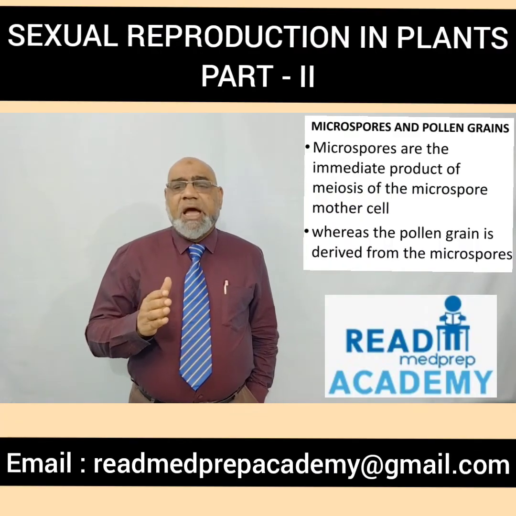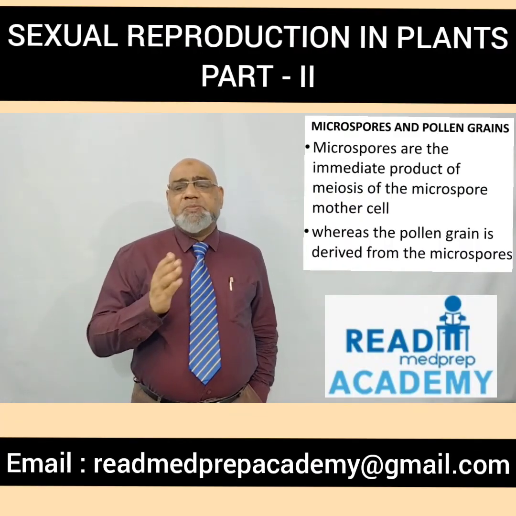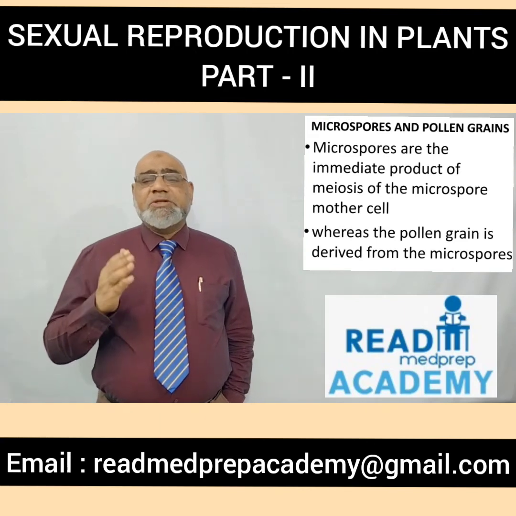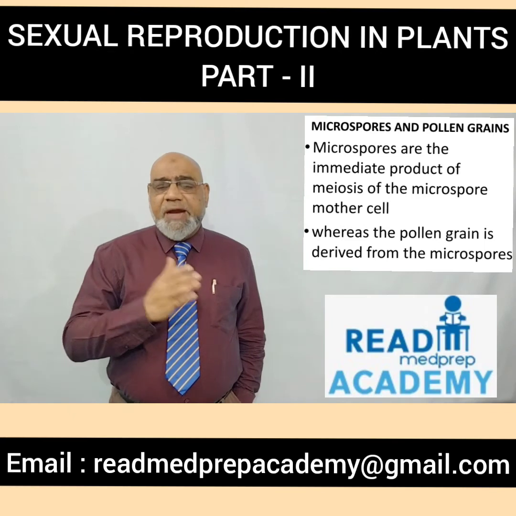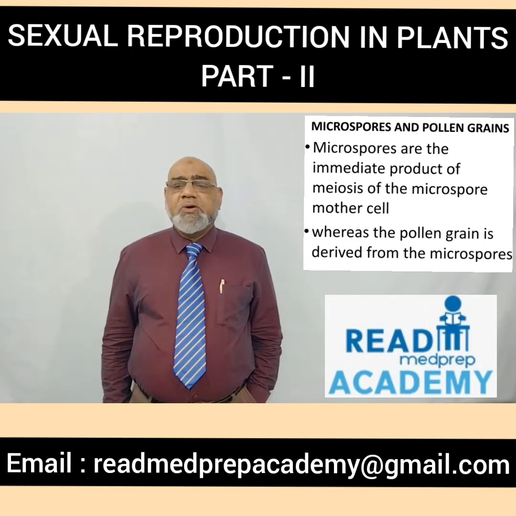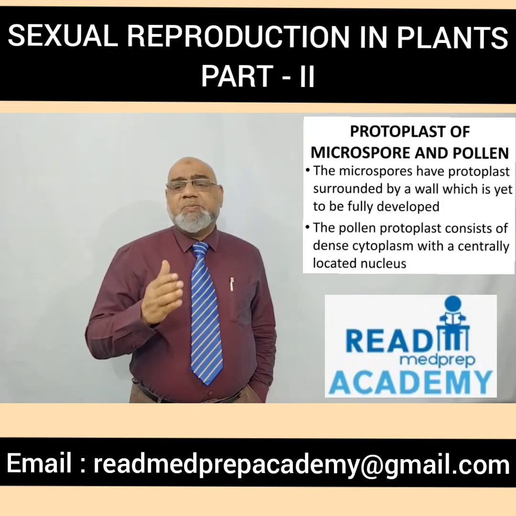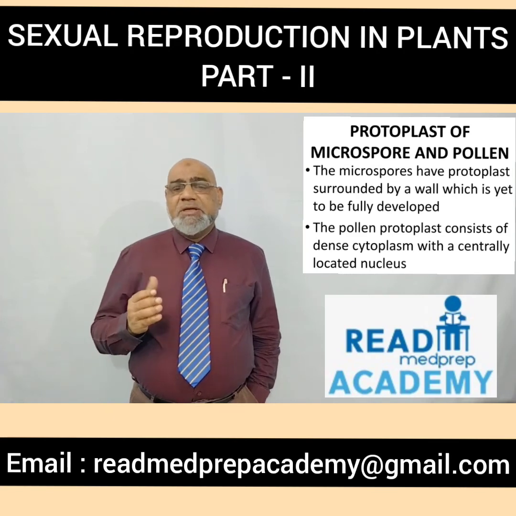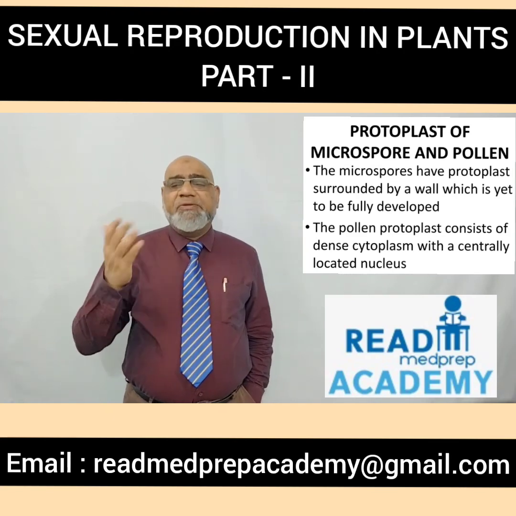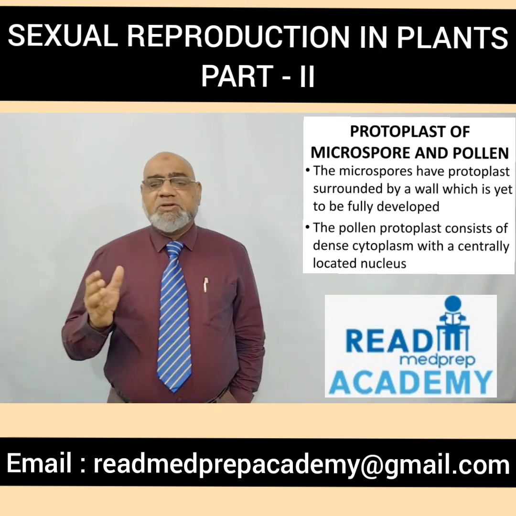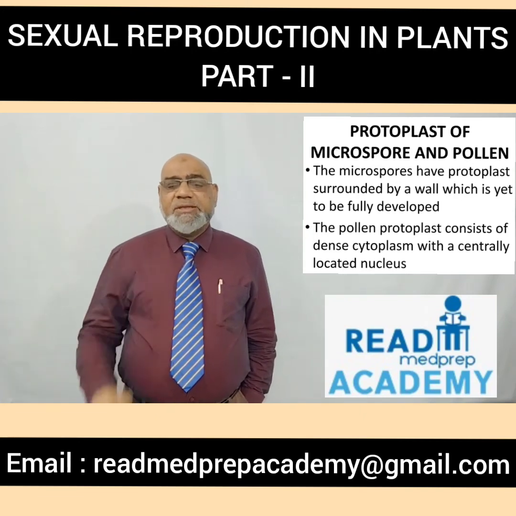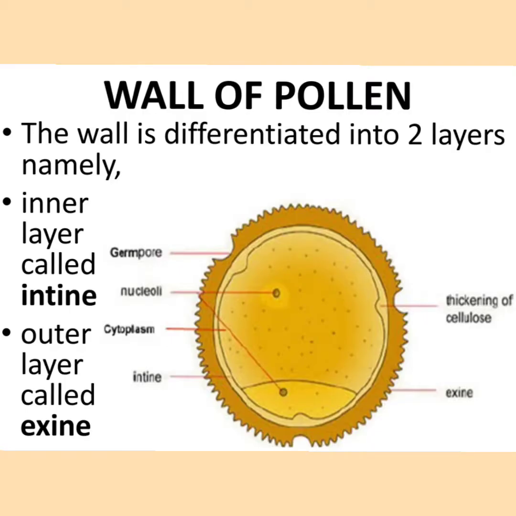Microspores and pollen grains. Microspores are the immediate product of meiosis of the microspore mother cell, whereas the pollen grain is derived by the maturation from the microspores. The microspore has a protoplast surrounded by a wall which is yet to be fully developed, whereas the pollen protoplast consists of the dense cytoplasm with a centrally located nucleus.